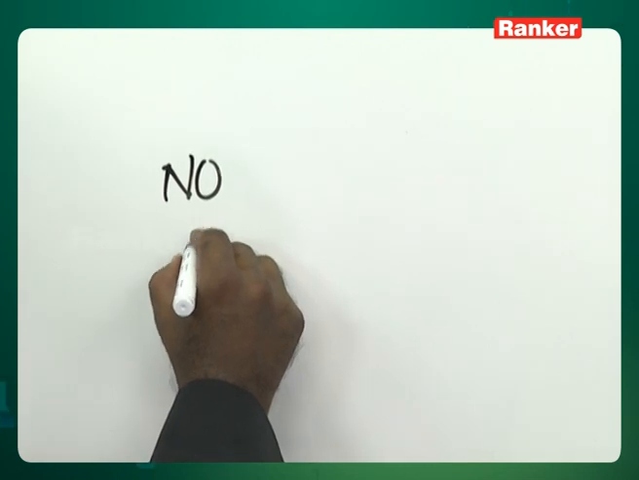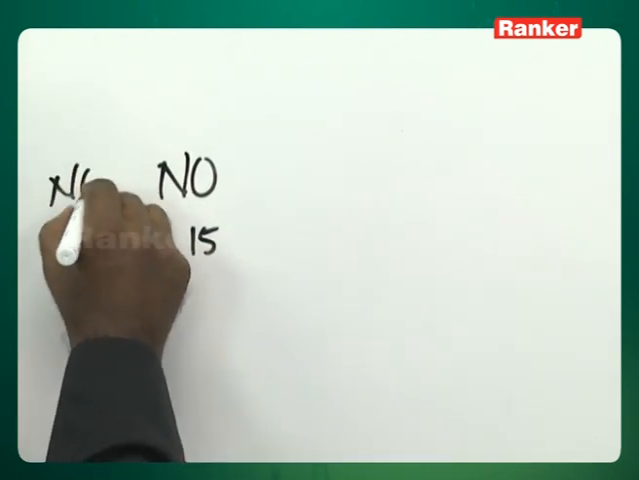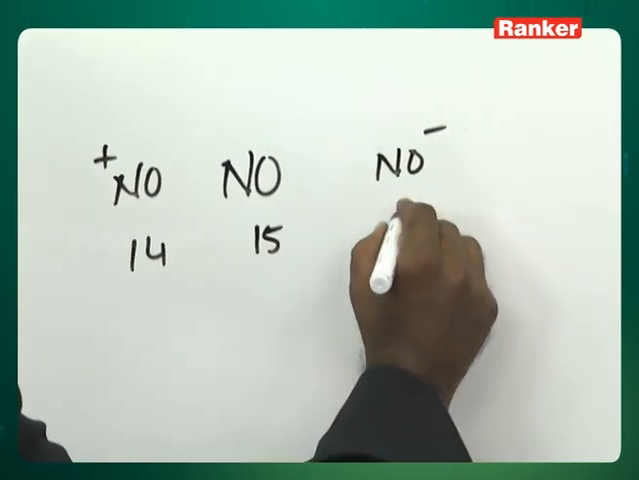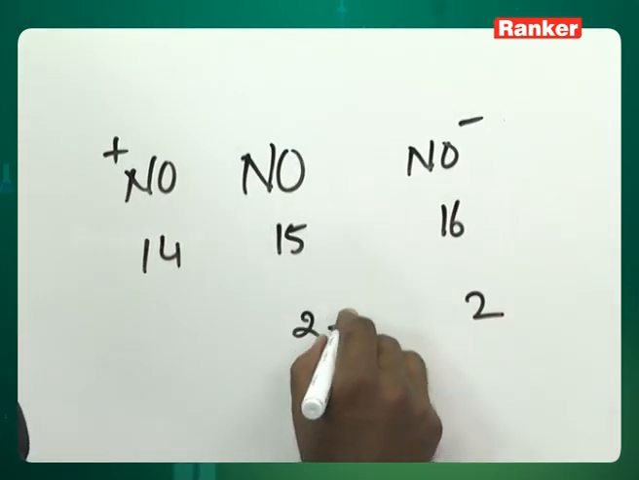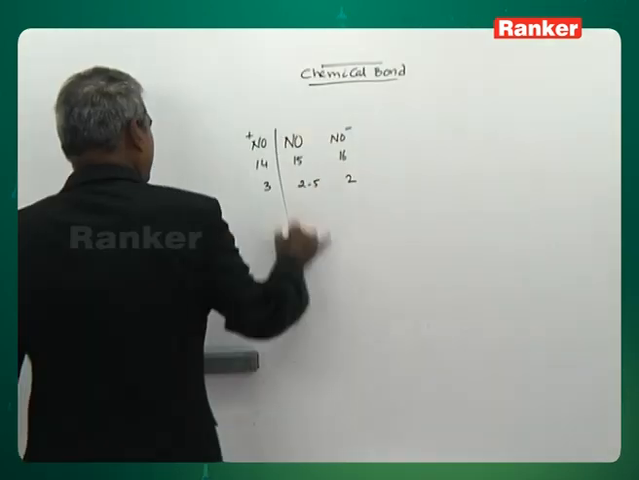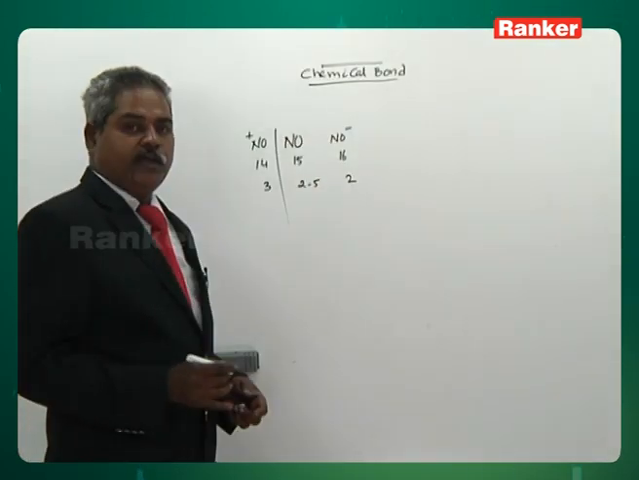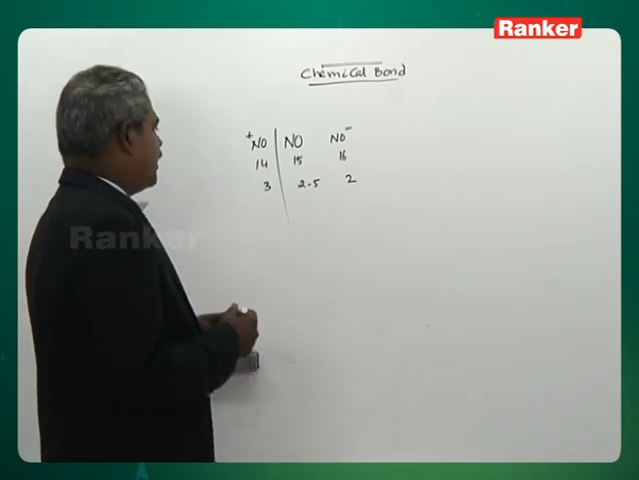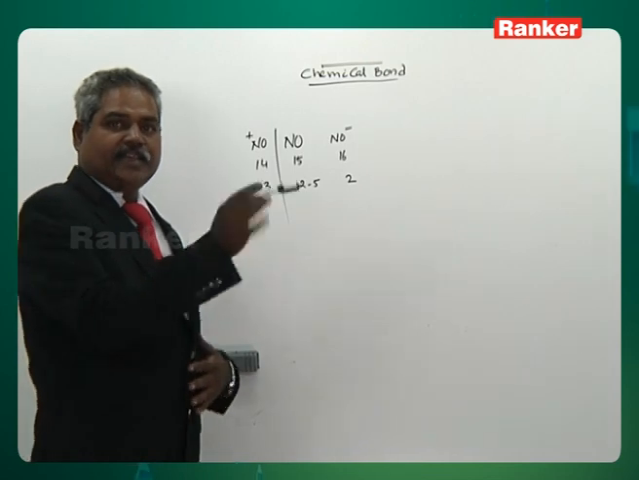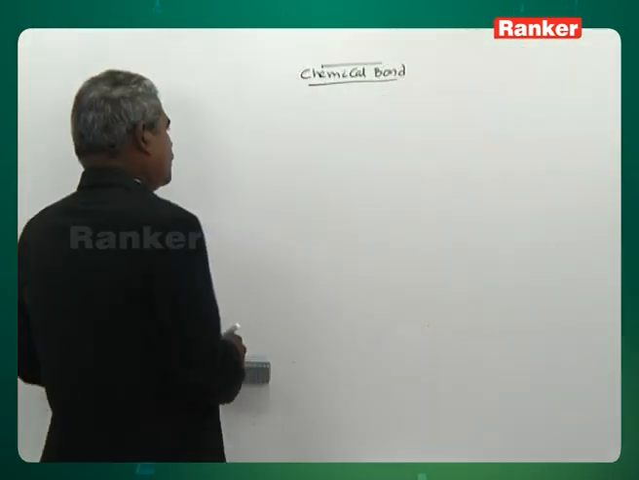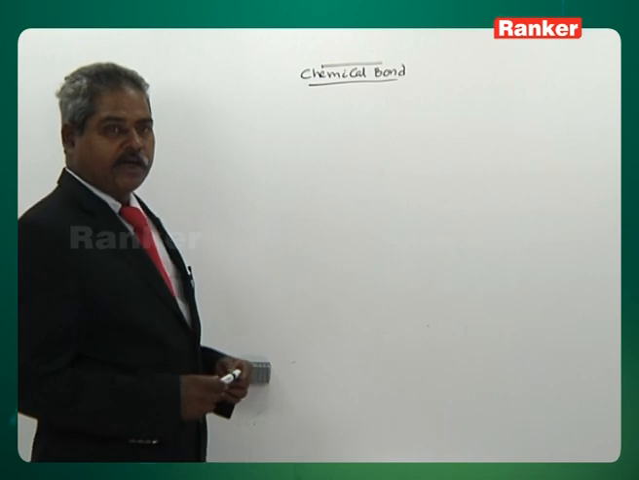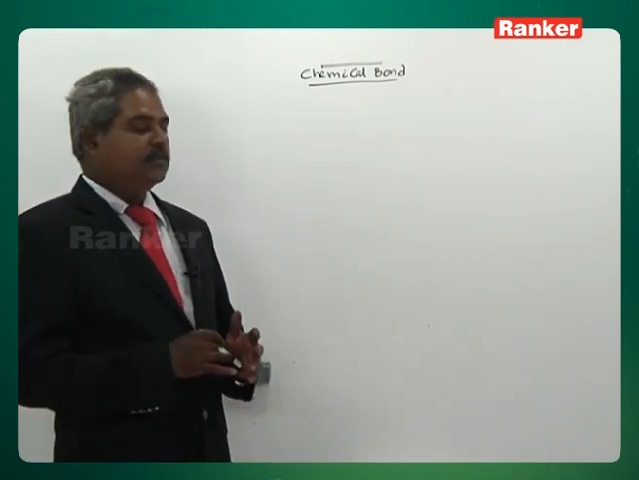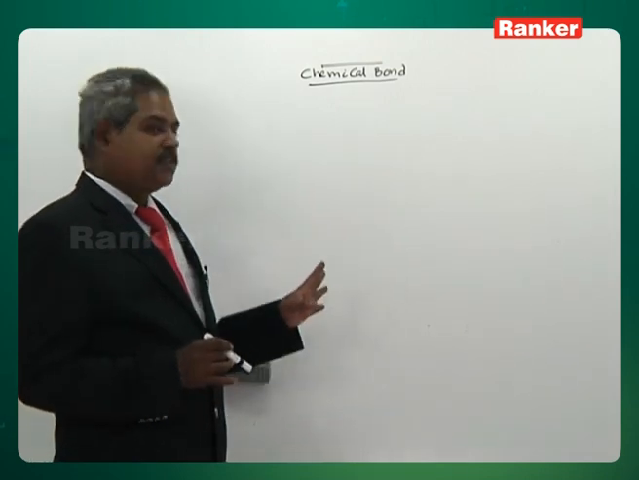NO is 15, NO plus 14, NO minus total 16 electrons, bond orders 2, 2.5, 3. That's what I have told you. After 14, decrease the bond order by half. Each additional electron goes to the antibonding molecular orbital. So NO, CO, NO plus, N2, O2, O2 plus, so many things are discussed. So NO wants to become NO plus is the principle.